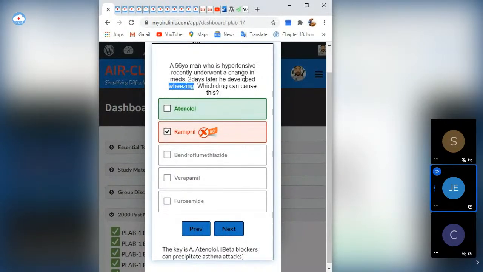So atenolol, okay? Because of the side effects of beta blockers, there are conditions where you have to avoid them, A, B, C, D, E. One is asthma, and B is what?